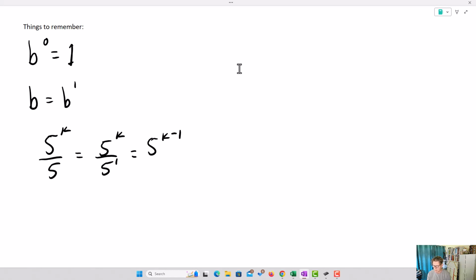And so those are just some things that we want to remember as we're going forward. You've got your 4 properties. Here's a couple of things to remember.